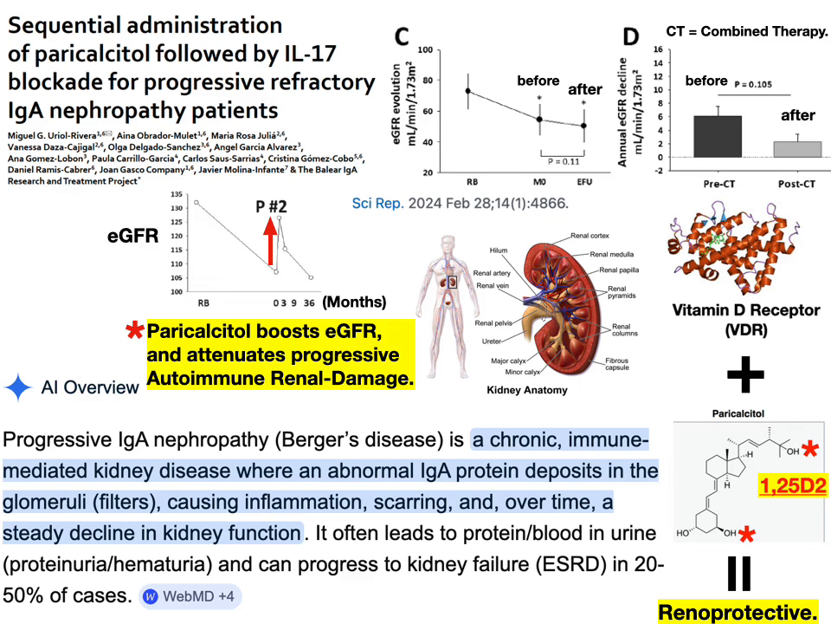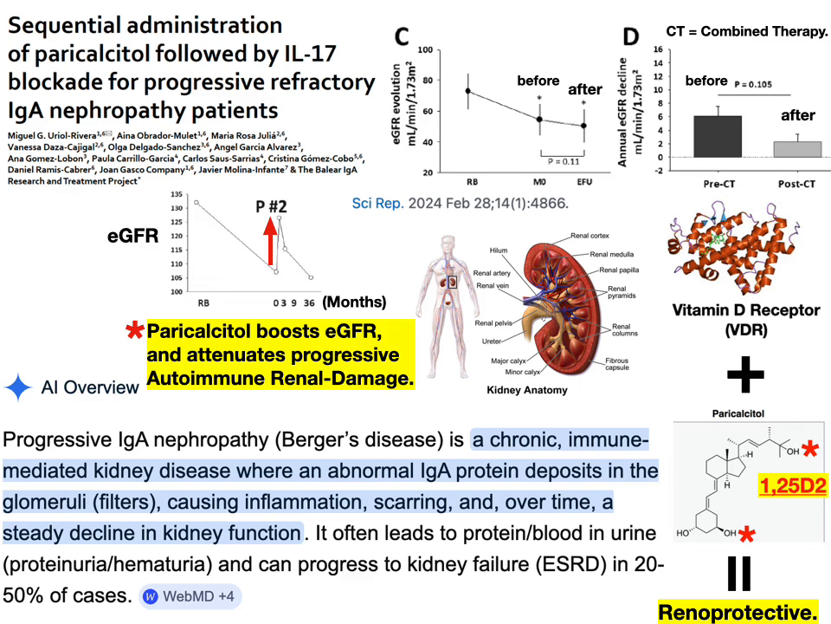Going back to the AI overview, IgA protein deposits in glomeruli cause inflammation, scarring, and over time a steady decline in kidney function, measured as estimated glomerular filtration rate. This damage often leads to protein and/or blood in urine, which is known as proteinuria, protein in the urine, or hematuria, blood in the urine.